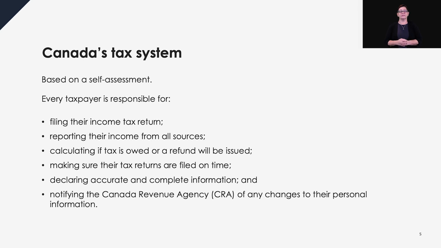Canada's tax system is based on the self-assessment principle. This means that every taxpayer is responsible for filing their own taxes each year, reporting their income from all sources, both inside and outside Canada, and calculating whether they owe taxes or will get a refund. It is also the taxpayer's responsibility to ensure that they file tax returns on time, they declare accurate and complete information, and they notify the CRA of any changes to their personal information.